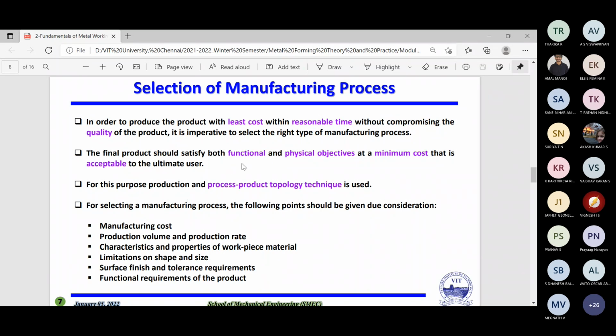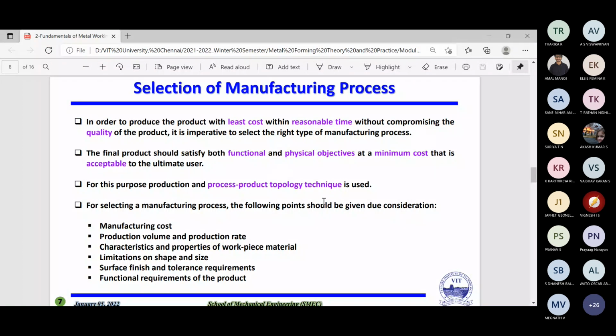And the final product should satisfy both functional and physical objectives at a minimum cost that is acceptable to the ultimate user. Let's say you have some car, or the Activa, which is much more popular. But if you go to some other model, I forgot the name, maybe some Suzuki, that one is not acceptable. Maybe for some years it was working, but after that it was not acceptable to the customer, right? So for this purpose, production and process product topology technique is used.